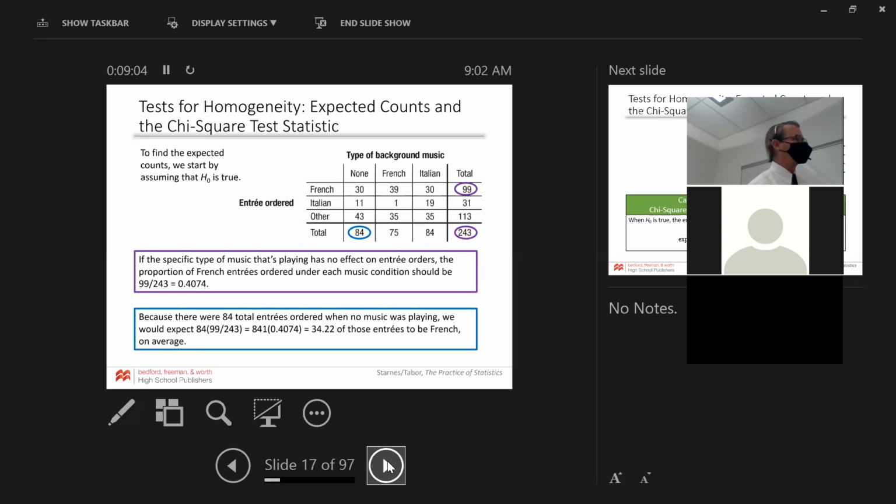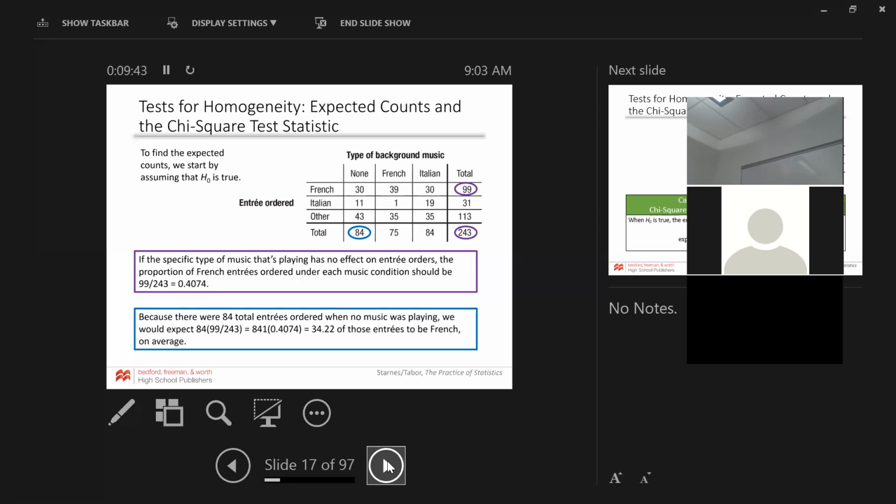So here are the expected outcomes, which we did. If we want to know what belongs in row 1, column 1, we take the sum of row 1, the sum of column 1, we multiply them and divide by the grand total. And we would get 34 and 2/200ths. We expect that cell to be 34.22. And we could do that 9 times to get all the expected counts.